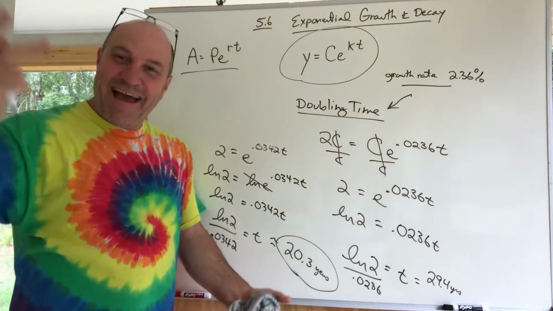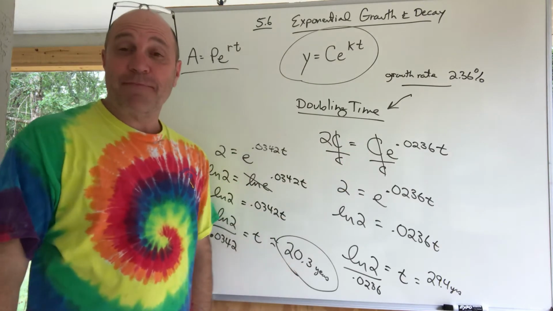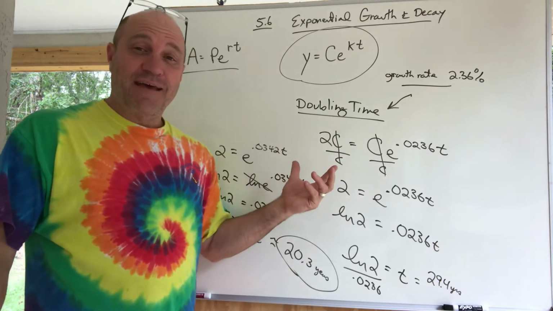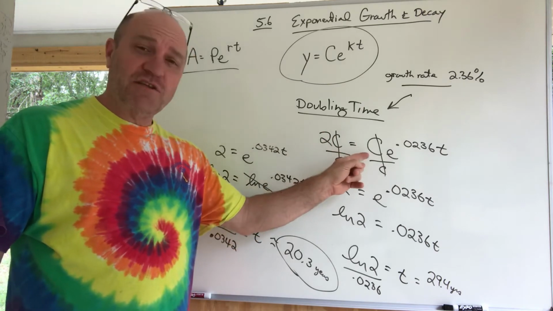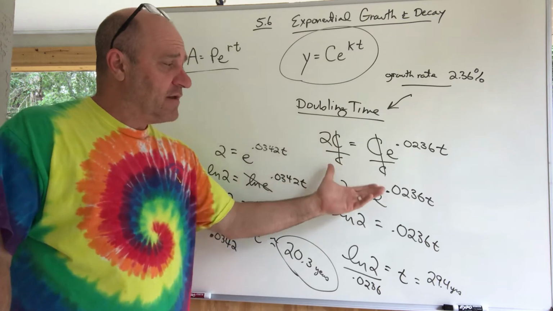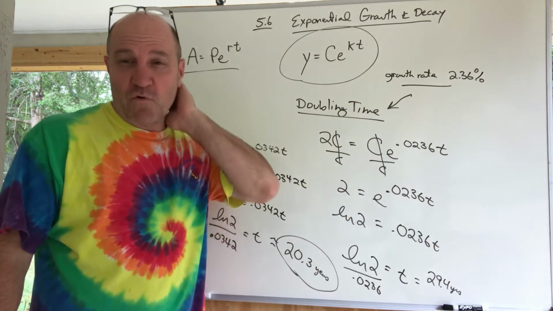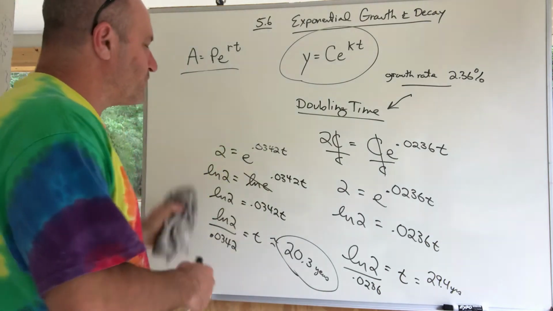So that's the idea: you can find the doubling time, you can find the halving time, you can find the tripling time, even if you don't know the original population, because you can set it up like this, divide by c, and it's gone. You don't need that original population. You do need the growth rate or decay rate.